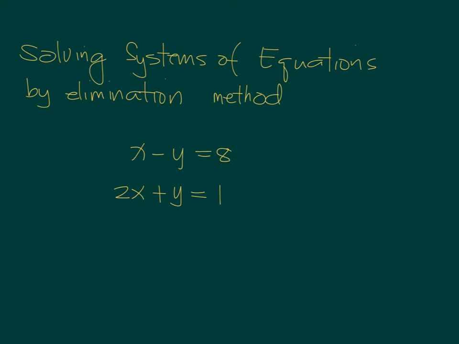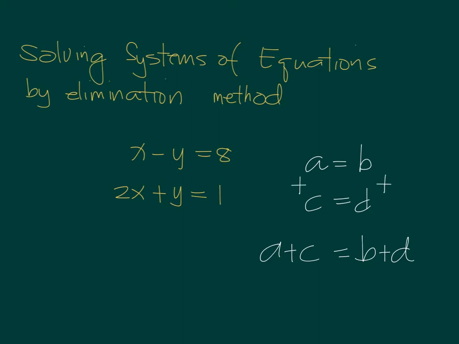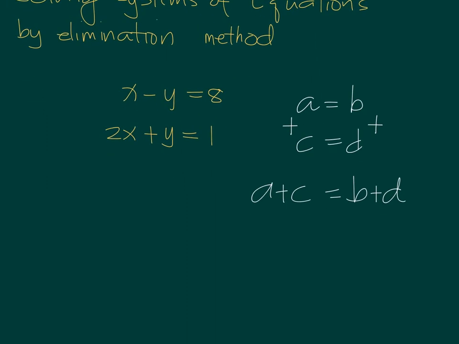First, let us understand that suppose A is equal to B and C is equal to D. Then we could say that A plus C is also equal to B plus D, right? The sum of A and C is equal to the sum of B and D. In the same way, if A is equal to B and C is equal to D, then it follows that A minus C must be equal to B minus D.